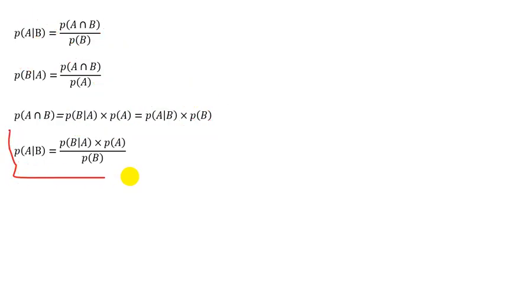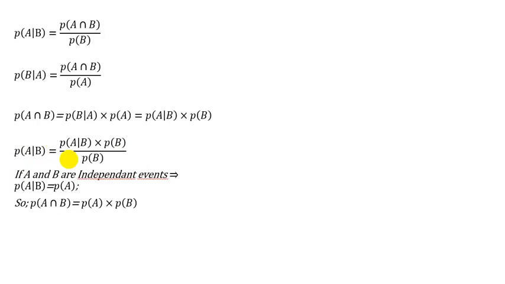So this is Bayes theorem. The probability of A given B is simply the opposite: we switch them, so it is the probability of B given A times the probability of A, divided by the probability of the known event, which is B. Again, this is very useful and very important. Now let's see some properties.